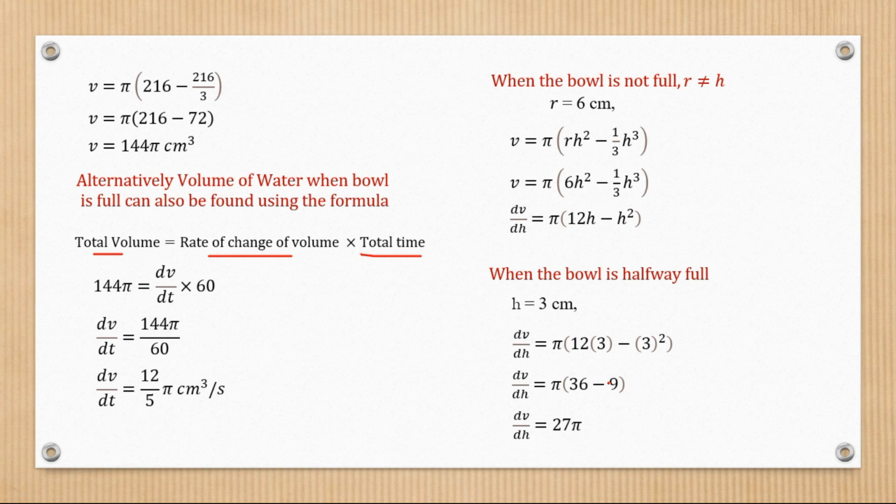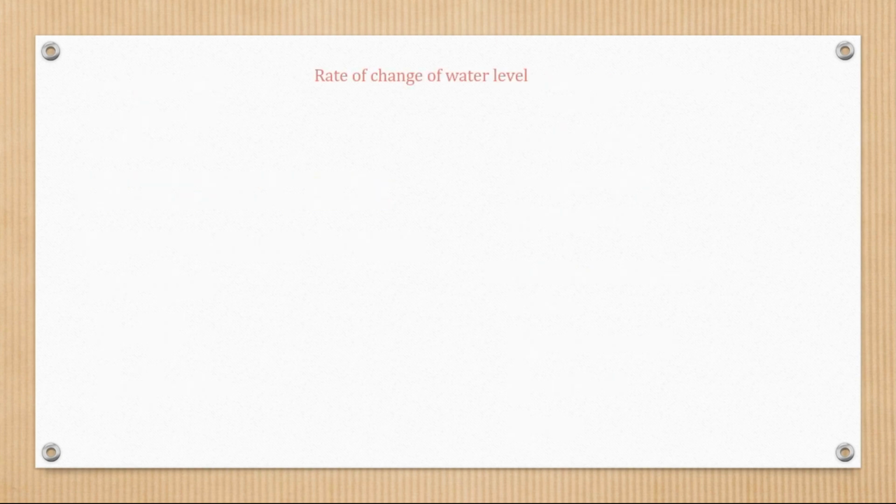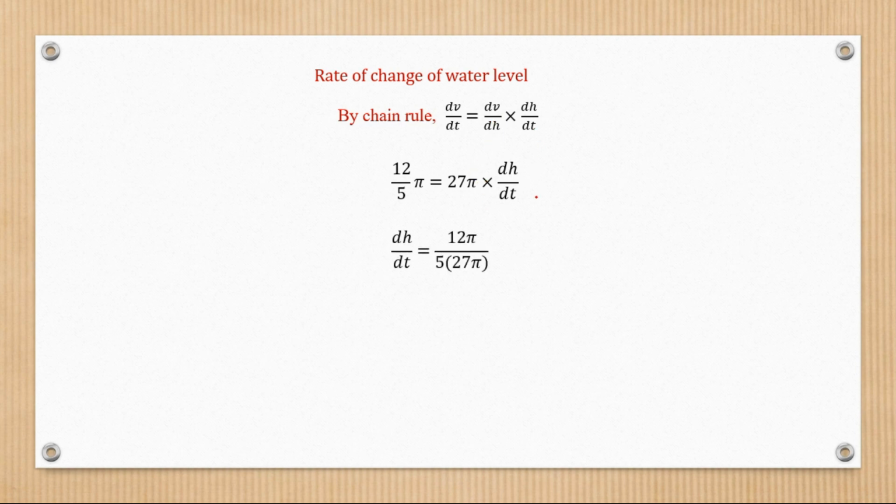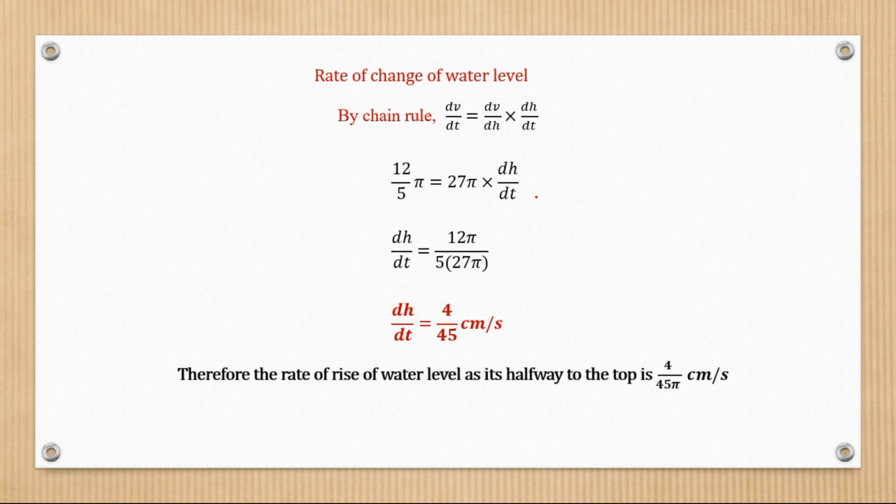So now I know the value of dV/dh. Now I can find the rate of change of the water level: dV/dt is equal to dV/dh times dh/dt. So plug in the values: dV/dt, which is 12/5 π, equal to dV/dh, which is 27π, times dh/dt. Make dh/dt the subject, which is equal to 12π over 5 times 27π, and the answer is 4/45 centimeters per second. Therefore the rate of rise of water level as it is halfway to the top is 4/45 π centimeters per second, and that is the answer.